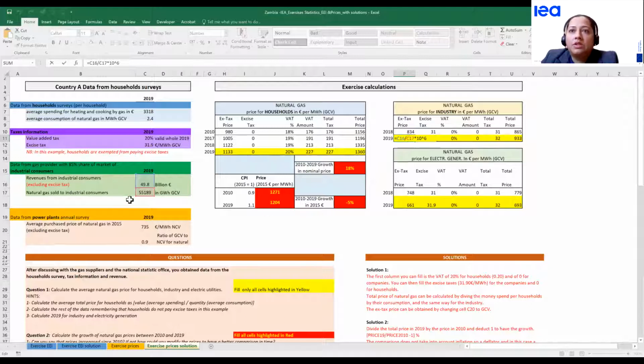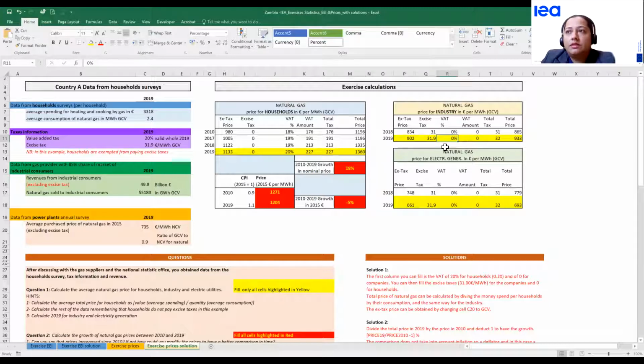And here you have to adjust the unit. So here you multiply by 10 to the power of 6, because here you want euro per megawatt hour, and here it was in billion, and here it was in gigawatt hour. So here you get the ex-tax price. You know your excise tax, you know that there's no VAT, so VAT amount is 0. And your total tax is just your excise tax, and your total price is the sum of your ex-tax price plus your total tax.